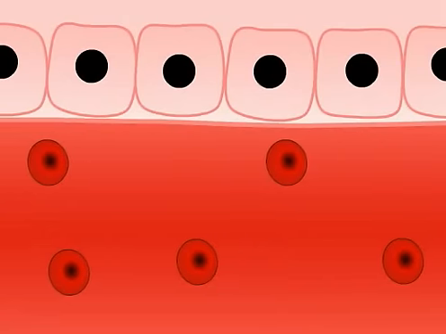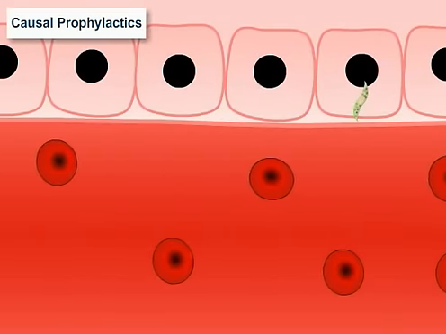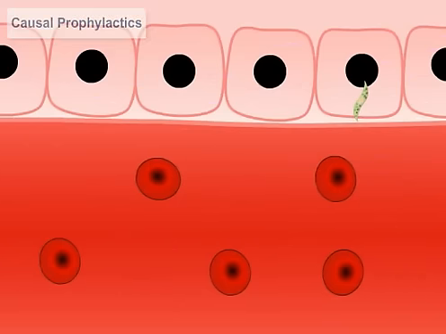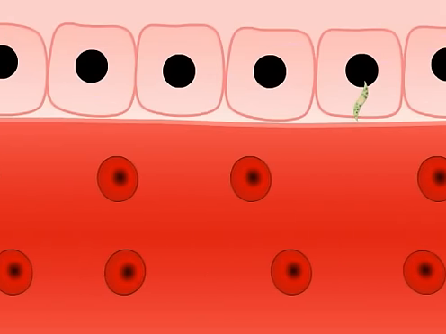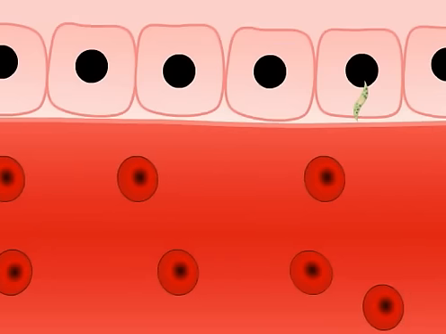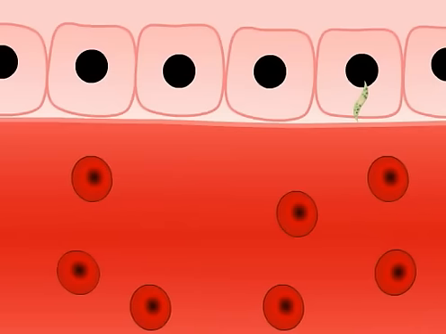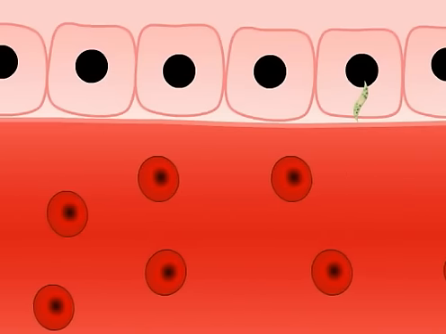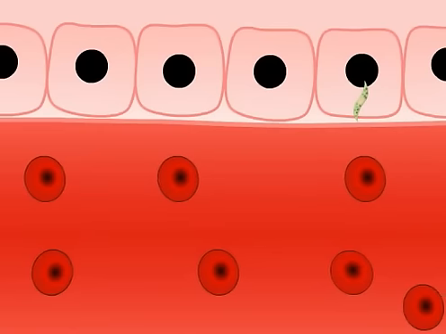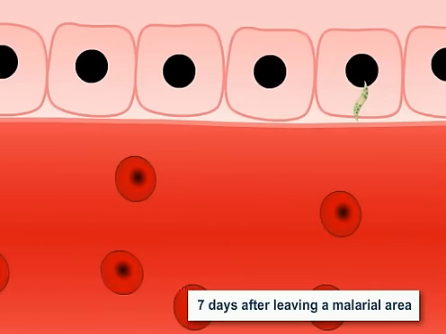Antimalarial drugs that act at the liver stage of the parasite are known as causal prophylactics and prevent the parasite from progressing to infect red blood cells. The combination medication atovaquone plus proguanil, brand name Malarone, is an example of a causal prophylactic, preventing the development of liver schizonts. As this combination is a causal prophylactic agent, it only needs to be continued for 7 days after leaving a malarious area.